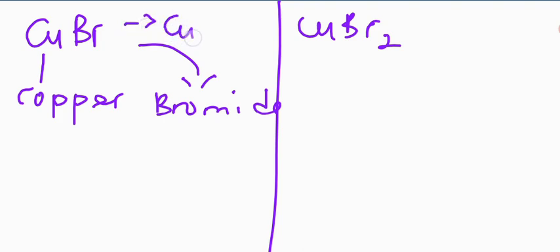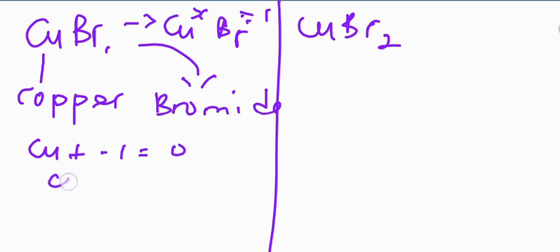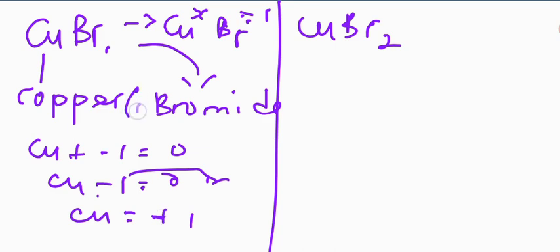This gives us Cu, whose charge X we don't know, and bromide, which we know is minus 1. A compound has to be electrically neutral, which means it doesn't possess any charge, because the positive charge is going to be balanced by the negative charges. We have Cu plus, sorry, we have just one bromide, so that's minus 1 equals 0. So Cu minus 1 equals 0. This minus is going to come over here and turn to plus. That's plus 1. And this gives us copper(I) bromide.